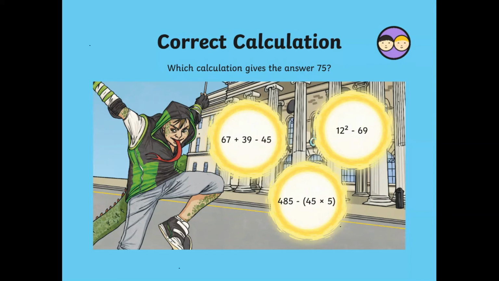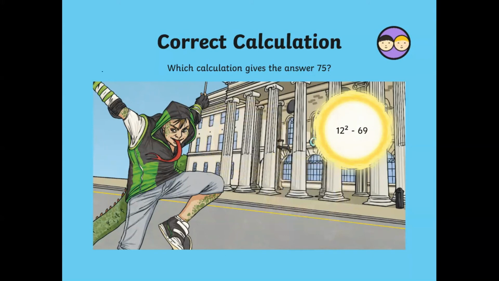Okay, so you can pause the video, calculate all 3 of these equations, and if the answer is 75, you know that you've found one of these circles. There may be one or there may be more. Okay, so you can pause the video now, and then I will reveal the answer just now.